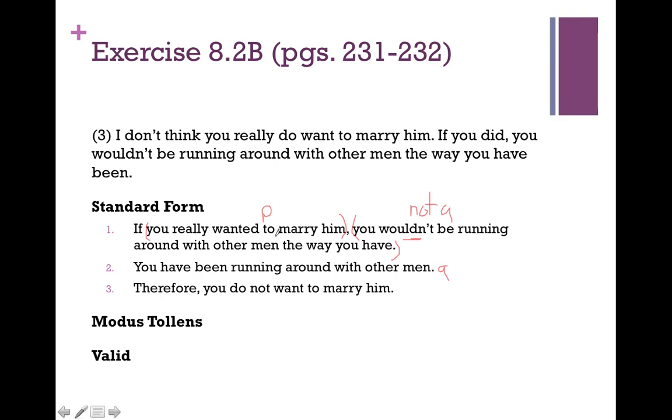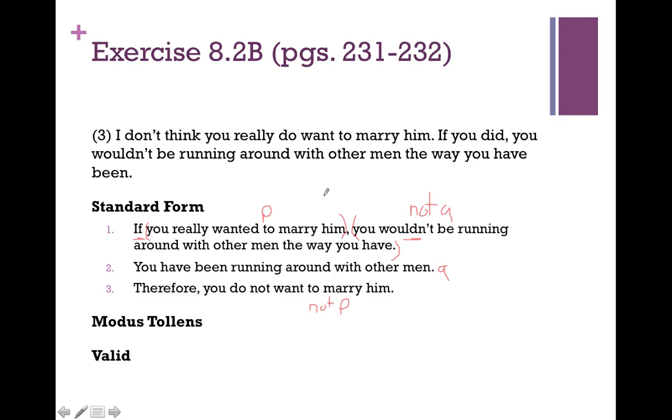And right here, you want to marry him. So this down here is not P. So you can see the form of this argument is if P, then not Q; Q, therefore not P. And as I've said before, Q is equal to not Q. The consequent here in the hypothetical proposition is not Q, and to deny not Q is just to affirm Q.